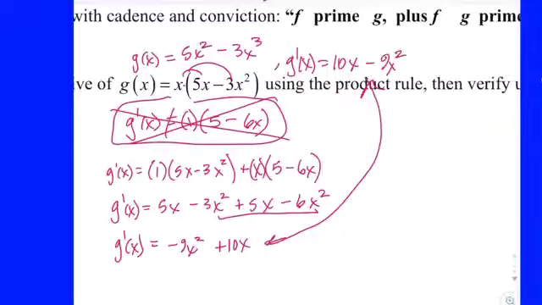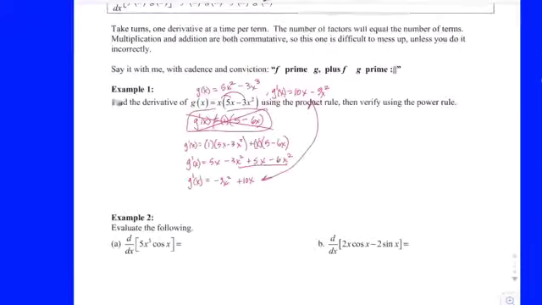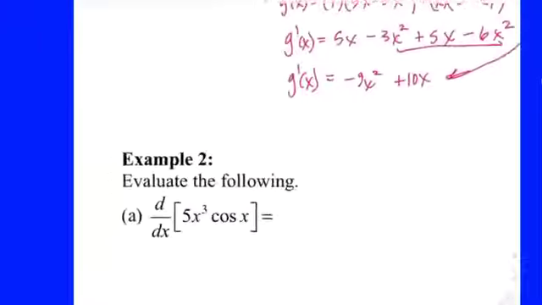Now, I did it like this on purpose because I wanted to verify to you, seeing things one time, maybe even a proof to you, not in math though, that the power rule and the product rule are in cahoots with each other. They actually work. Okay, good. Let's move on to example 2.